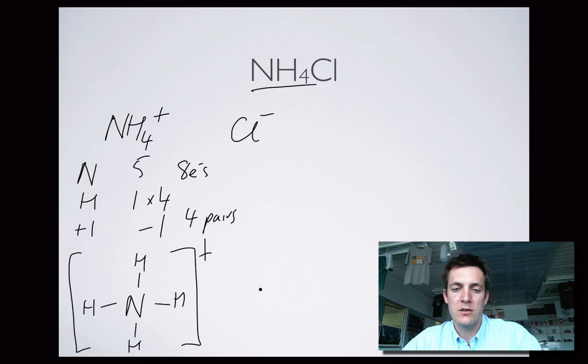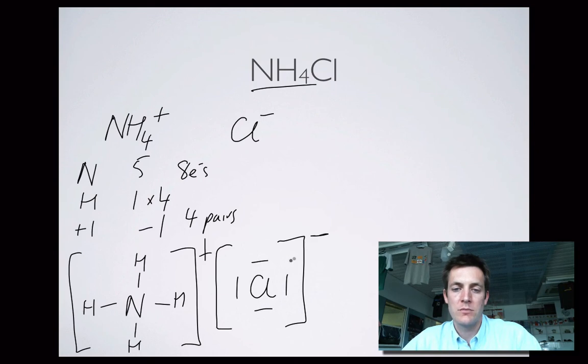And then the other ion that I have to draw an electron dot diagram for, that's a chloride ion. But remember, chlorine's in group 7, it gains 1 electron to fill its outer shell. So it's just a typical non-metal electron dot diagram, that is to say 4 pairs around a single atom.